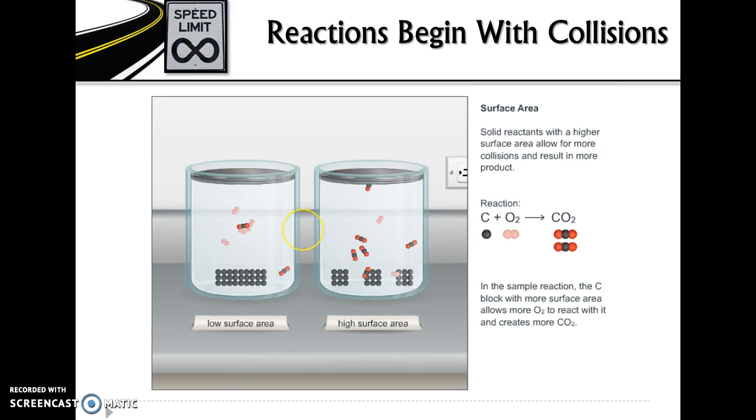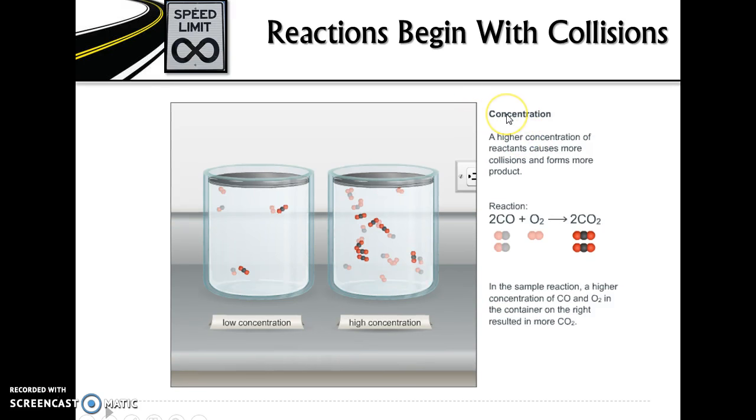Surface area also affected the rate of the reaction, and remember, for surface area it was a little bit different. Surface area did not affect the movement of the molecules in any way, shape, or form. All it did was provide more opportunity for reactants to collide. This would be low surface area, here's high surface area, because you have these additional sides right here where the reactant can come in and collide.